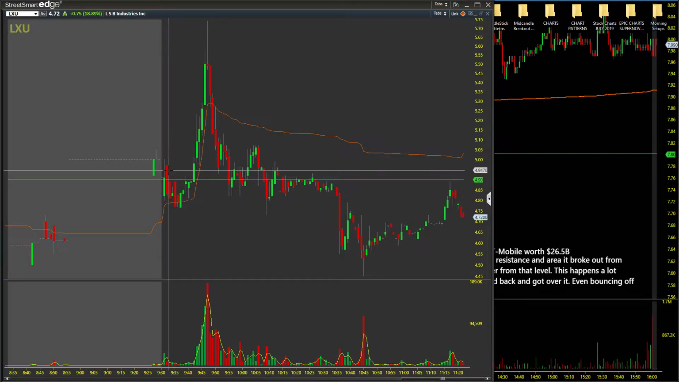So, LXU opens up right at this mental level, $5, right here. Stock sells down to 4.70 right here. Then it moves its way up and just explodes and runs all the way up and tops out here at 5.75. And also, you see this candle with this wick right here. That's what we call a gravestone doji.